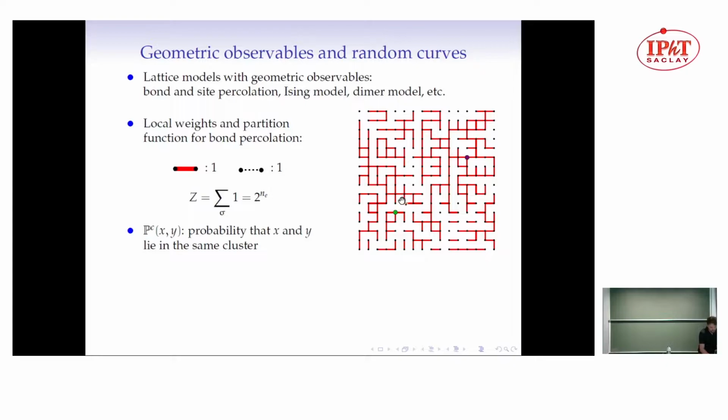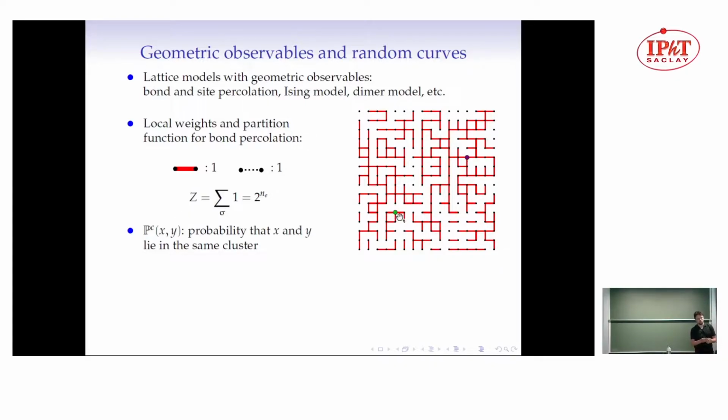So here in my diagram, you see that I've set two positions, two vertices in this graph, which I've drawn, one of them with a green circle, the other one with a purple circle. And P_C(x,y), where x and y are the positions of these two circles, is the probability they lie in the same percolation cluster, namely that I can go from the green one to the purple one by traveling only on the red bridges.